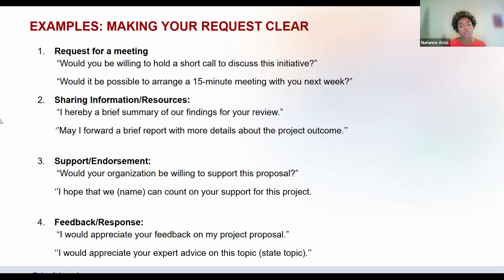So a different example would be on support and endorsement. Would your organization be willing to support this proposal? And the next example, I hope that we, the name, can count on your support for this project. This is a particular sentence you would use at the end of your email, so before you say thank you and you greet the person formally.